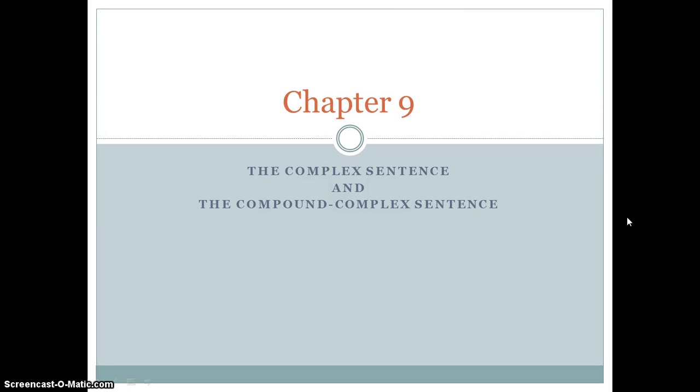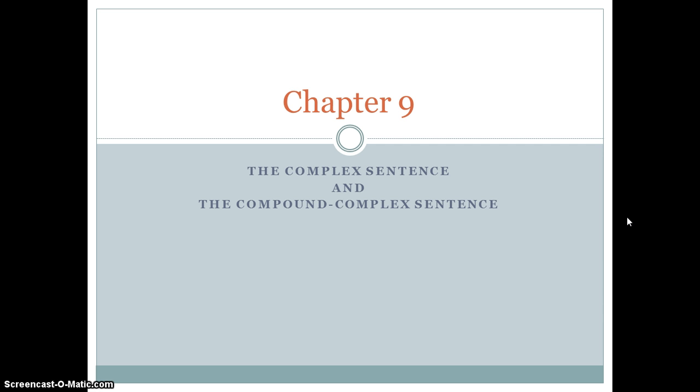In Chapter 9, you get information about the final two types of sentences, because in the past I've mentioned there are four: simple, compound, complex, and compound-complex. So Chapter 9 is all about technically the complex sentence, but it does mention the compound-complex sentence, which is the fourth. So I'm going to touch on it as well.